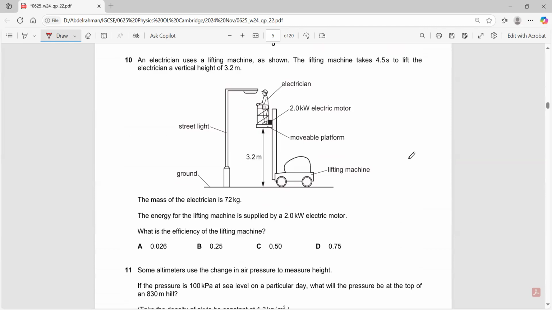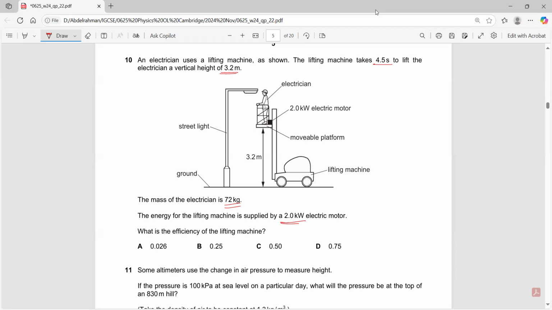An electrician uses a lifting machine as shown. It takes 4.5 seconds to lift an electrician a vertical height of 3.2 meters. The mass is 72 kilograms and the power of this motor is 2 kilowatts. Can I find the efficiency? Yes, I can find the efficiency. First of all, can I find the power taken to lift this man?